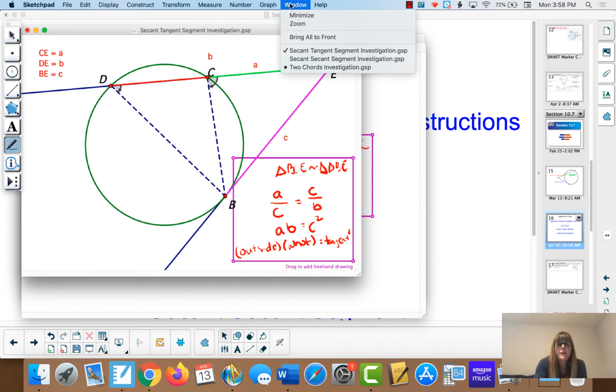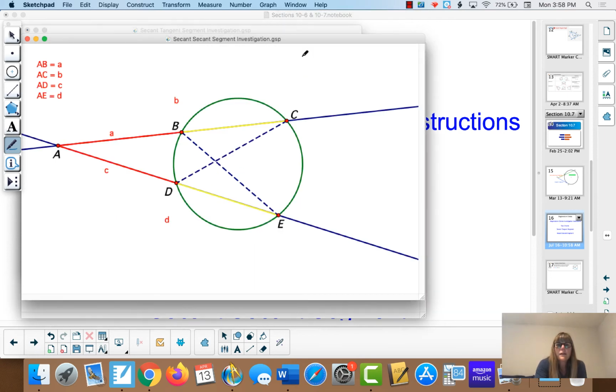Finally, we're going to look at the secant case. So in this one, we can see that angle C and angle E are both inscribed angles with the same intercepted arc, BD. So those are going to be congruent to each other. And both of the triangles share angle A, so those are going to be congruent to each other. We can conclude that triangle ADC is similar to triangle ABE.